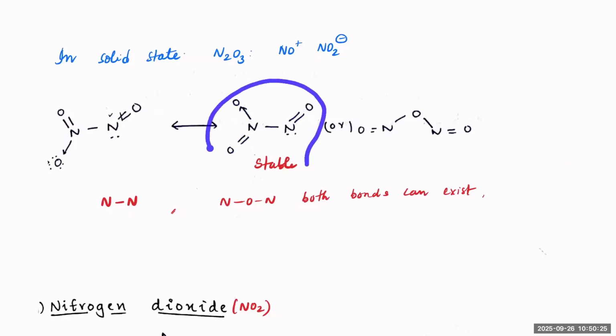Now, this is the most stable form, but there is another form which also exists, where the oxygen is at the bridge position between two nitrogens like this. So both the NN bond and the NON bond exist. There was a JEE Advanced question earlier where it was asked, out of the following, which has an NN bond. So here in this case you'll have an NN bond and also an NON bond.